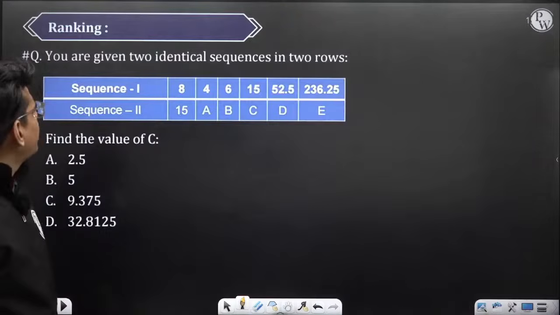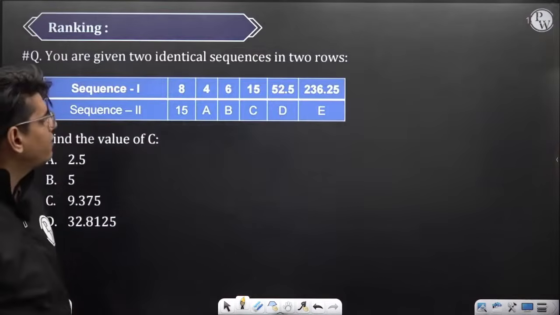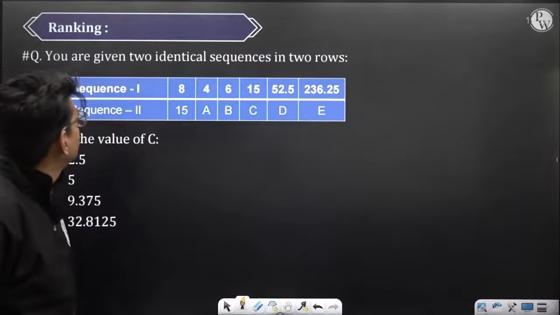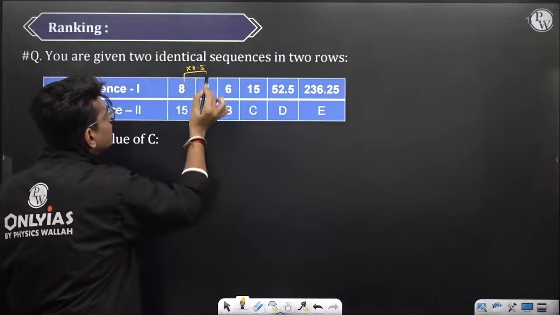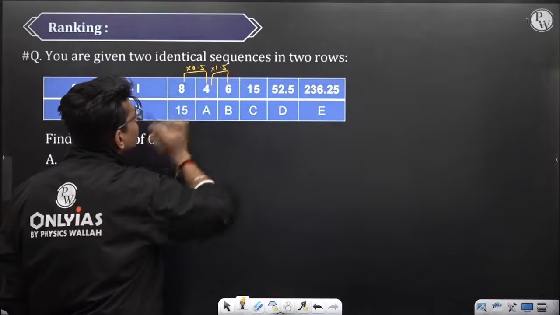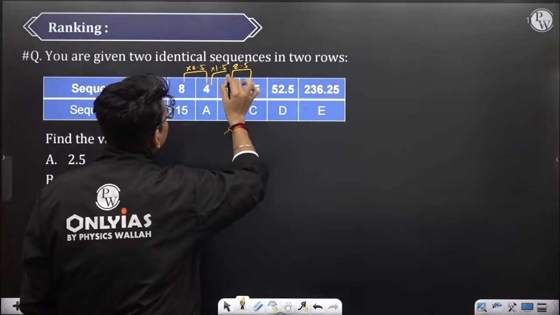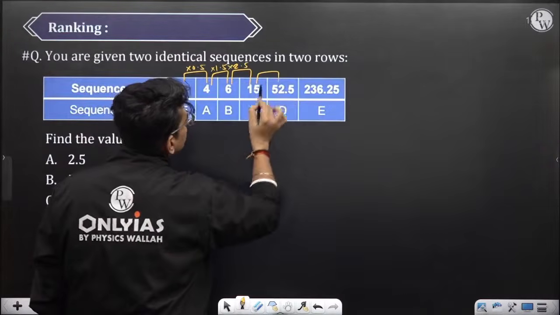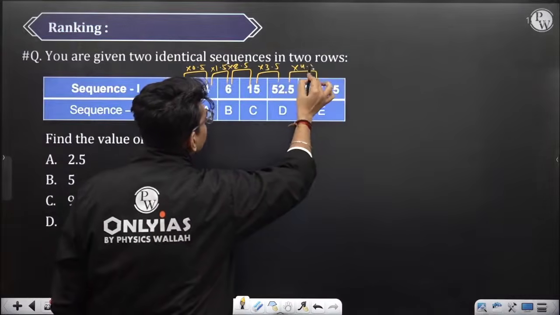Now this is matrix type. You are given two identical series in 2 rows, sequence 1 and sequence 2. Find the value of C. Two identical sequences mean they will follow the same pattern. The pattern followed here is what? This is into 0.5, this is into 1.5, this is into 2.5, this is into 3.5, similarly into 4.5.